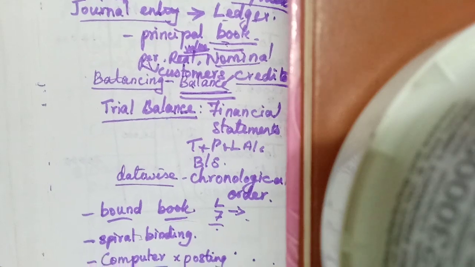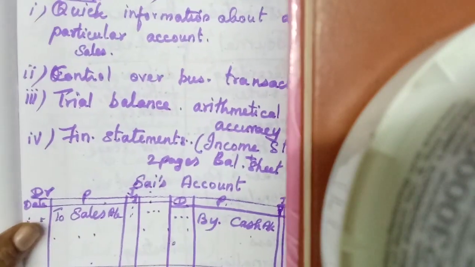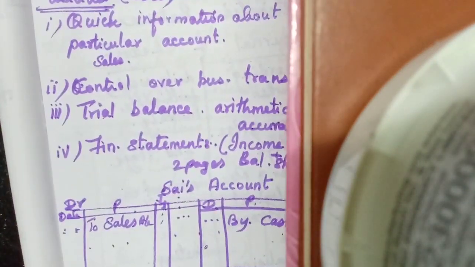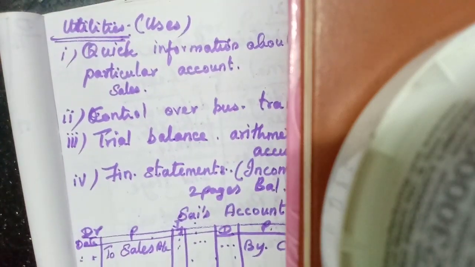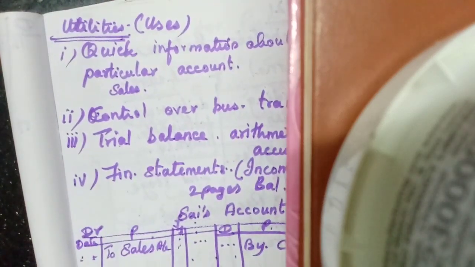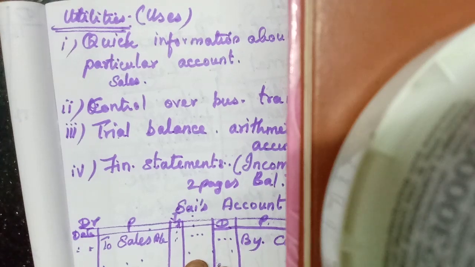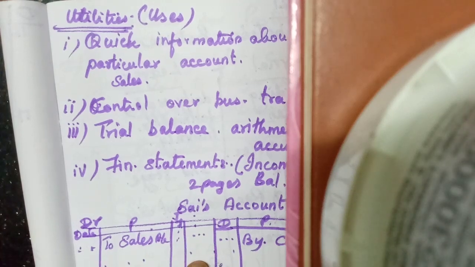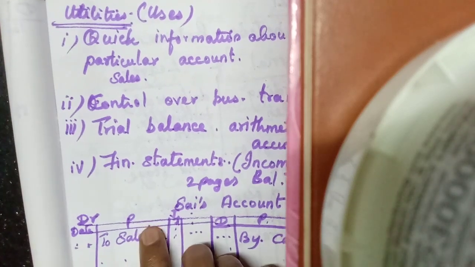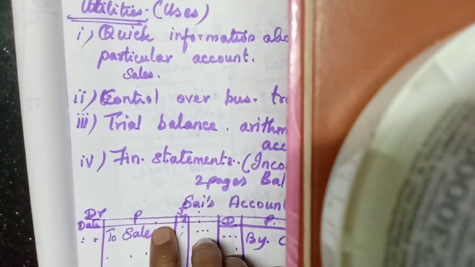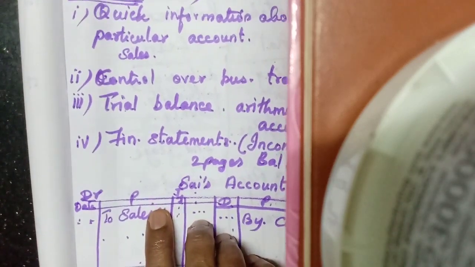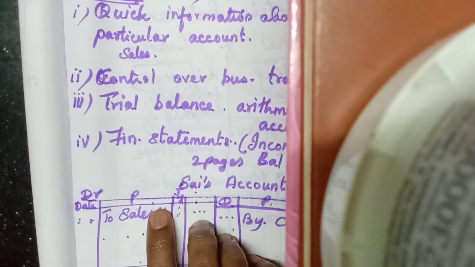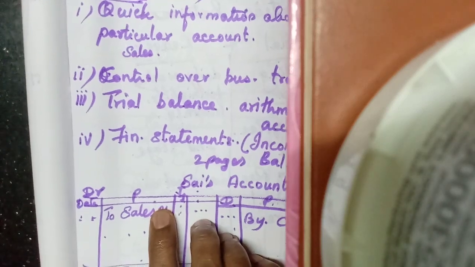Now the utilities we will learn. What are the utilities? What are the uses of ledger account? Here quick information about a particular account can be got. Quick information means once we open that ledger account, we can find out everything. For example, sales account: how much we have made cash sales, how much credit sales. Everything we can find out.